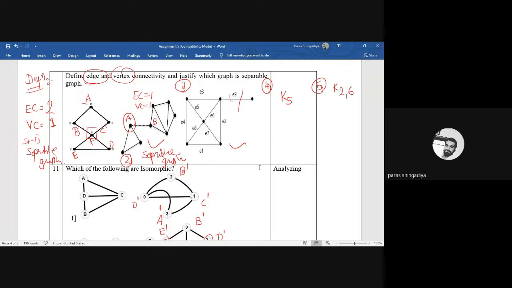Okay, answer is 1. Edge connectivity is equal to 1. Now what is vertex connectivity? It is also 1. So the graph is a separable graph. Clear? That is a separable graph.